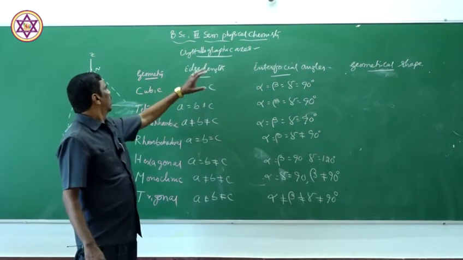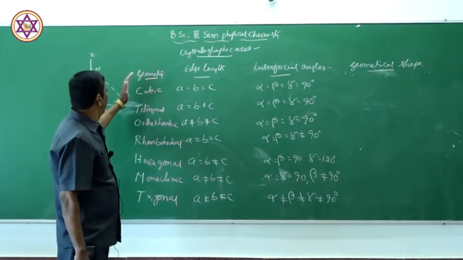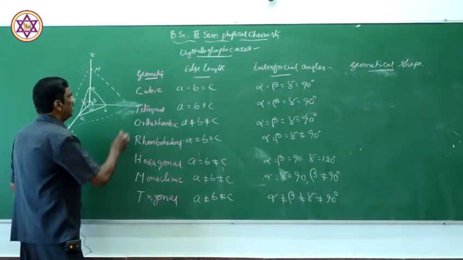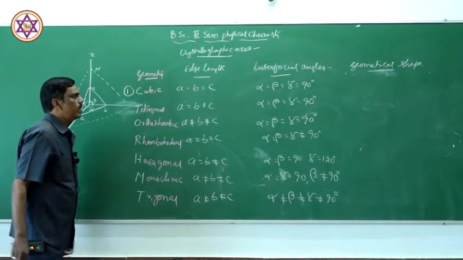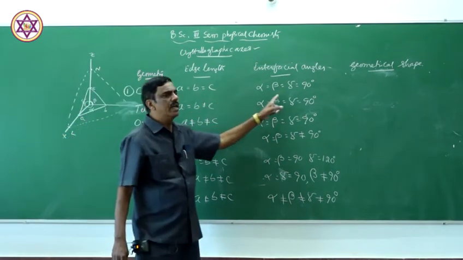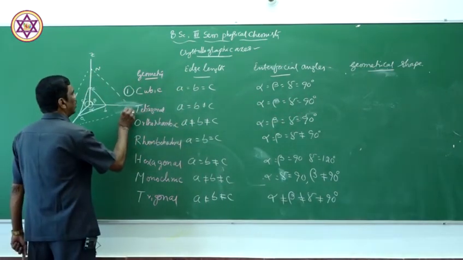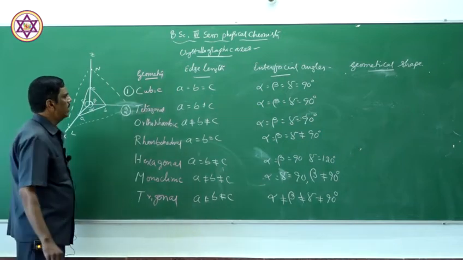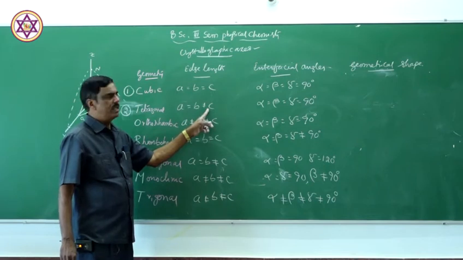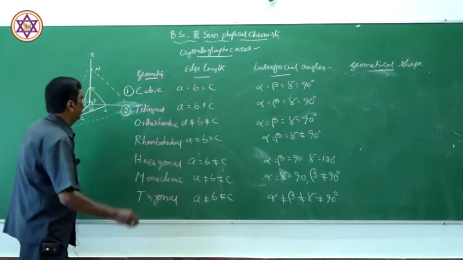basically all the geometrical shapes are classified into 7 types. Number 1 is cubic. In this cubic shape, all the edges are equal and all the interfacial angles are equal. That is the cubic lattice, cubic geometrical shape. Another one is tetragonal. Here all of them are equal except the edge length C. C is different from A or B.